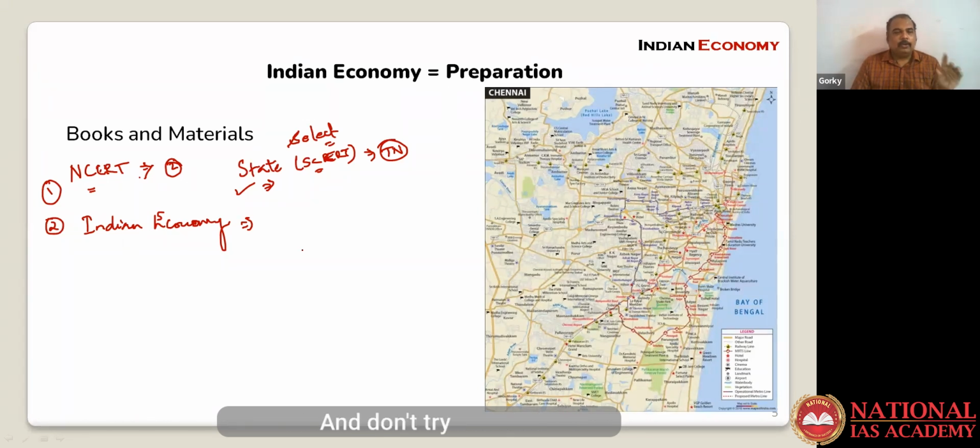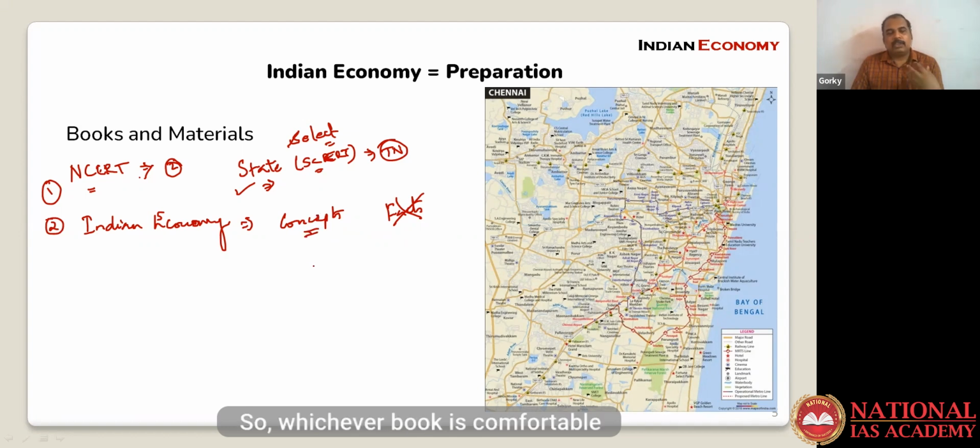And don't try to buy edition after edition. Economy will keep on being updated, no doubt, no problem in that. But you are going to use the book only for concepts, not for facts. So don't rely on facts, because facts may change. The book may have been written last year, and today the facts may change. Go with the concept. So whichever book is comfortable to you, if it is in your mother tongue, then it's okay. The basic idea is you need to get the concept. That's all. Clear? Yes, sir.